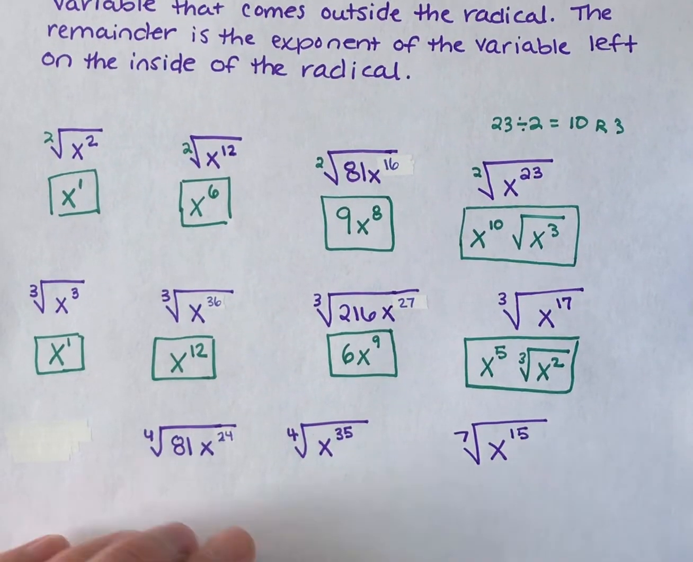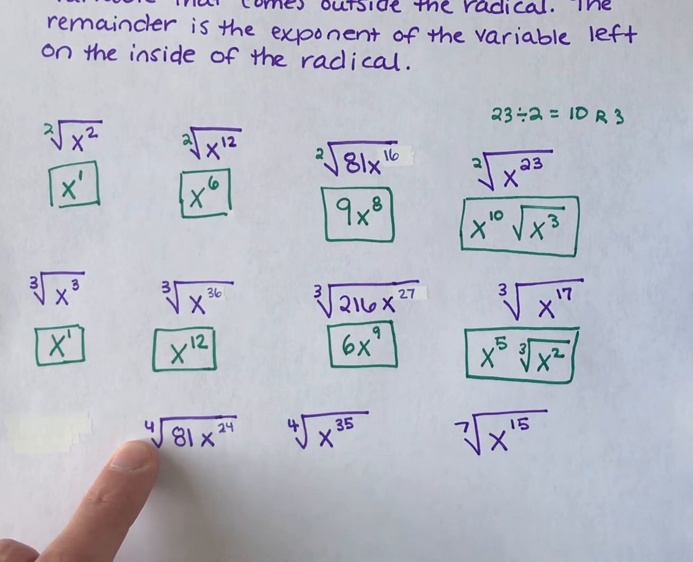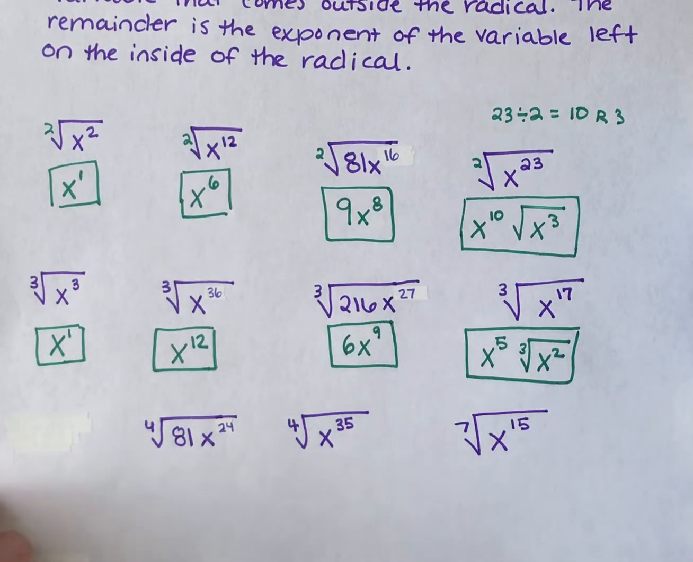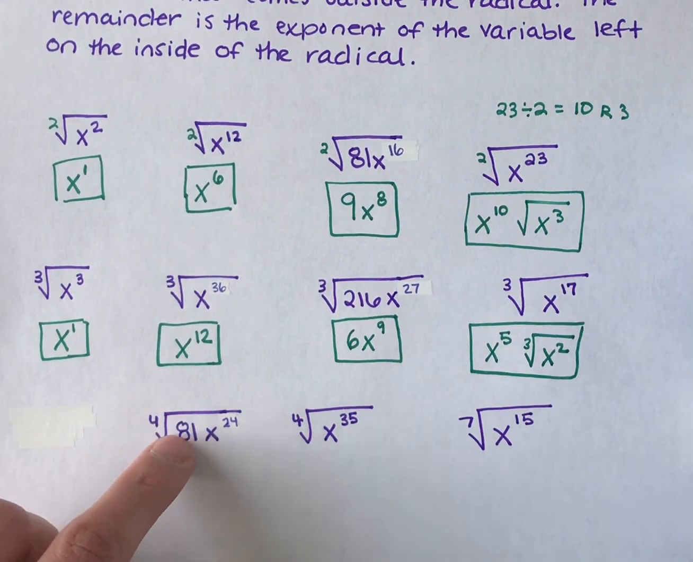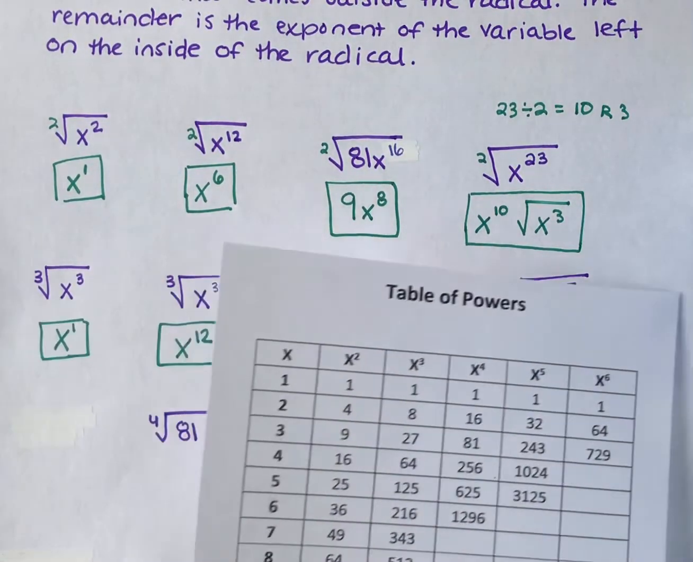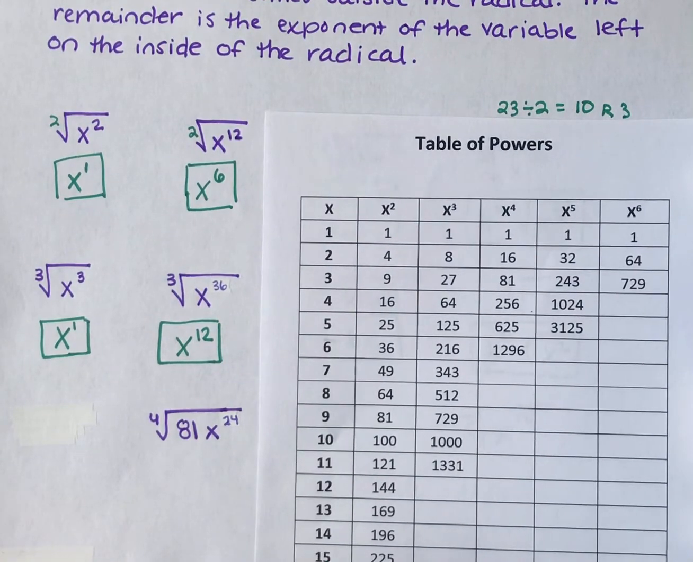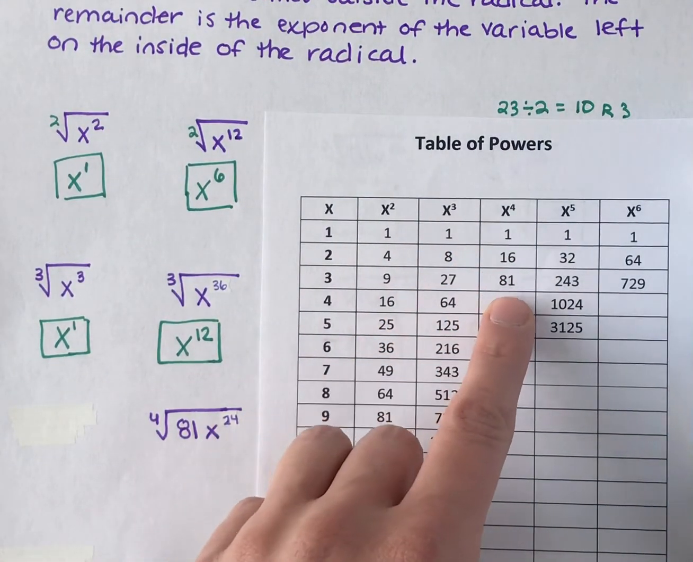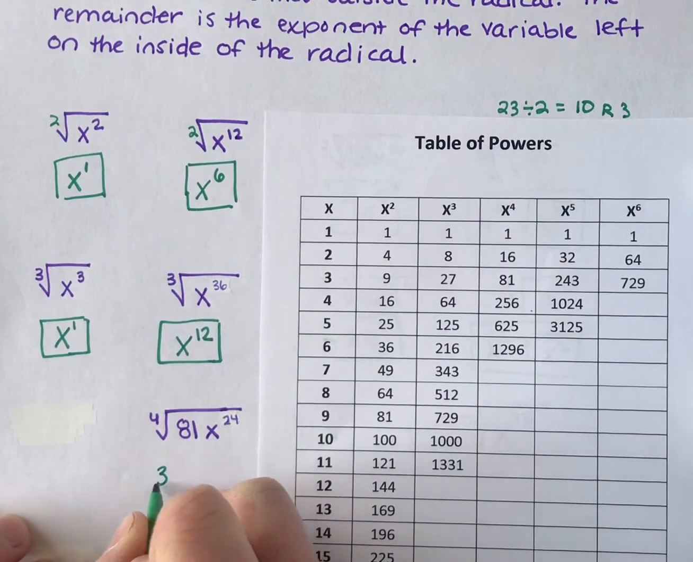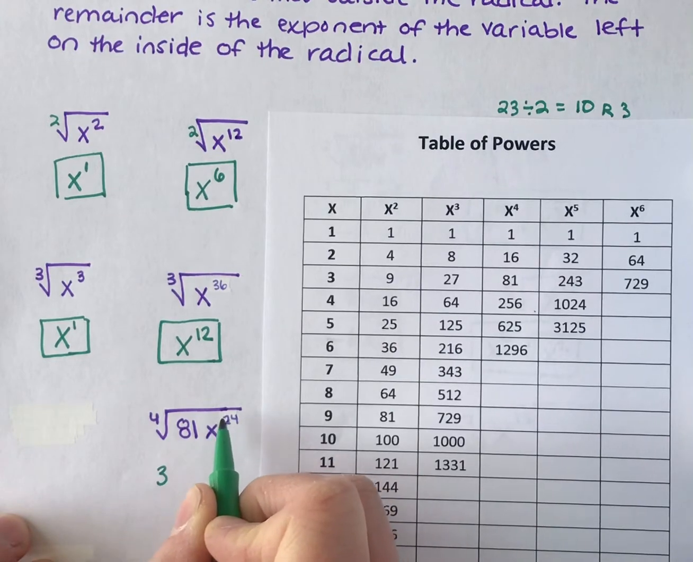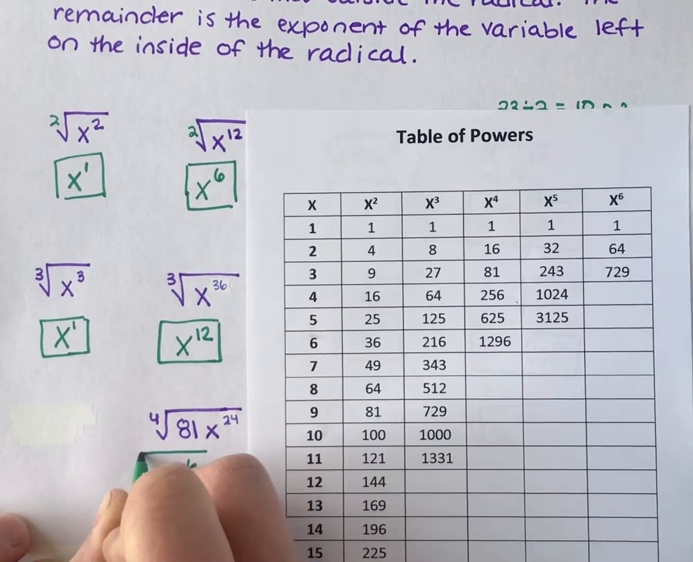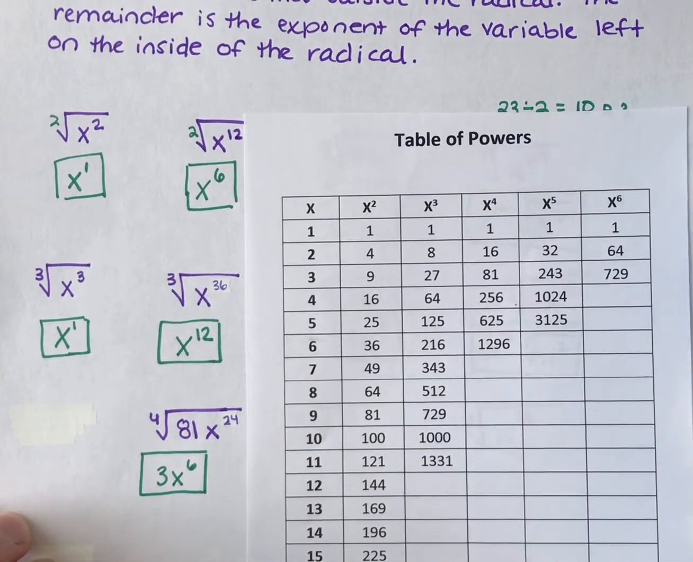Okay. We can do the same thing with the 4th root. I can just keep adding on indexes, and the rule is still the same. So if I take the 4th root of 81, x to the 24th, you guys just want to be careful that you're taking a 4th root and not a square root. So the 4th root of 81 is 3. Okay, x to the 24th, well, 24 divided by 4 is 6. There's no remainder. So my answer is 3x to the 6th.